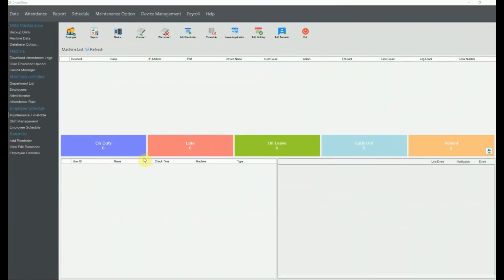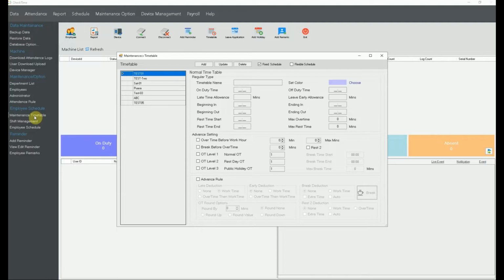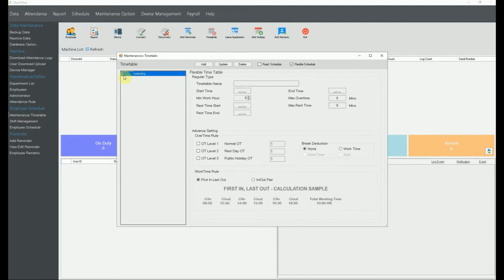Hi, earlier I was talking about timetables, that's part one. Now part two, timetable. Earlier I was talking about fixed, now I'm going to jump to flexibles. Okay, flexibles, you can create many names for flexibles as well.